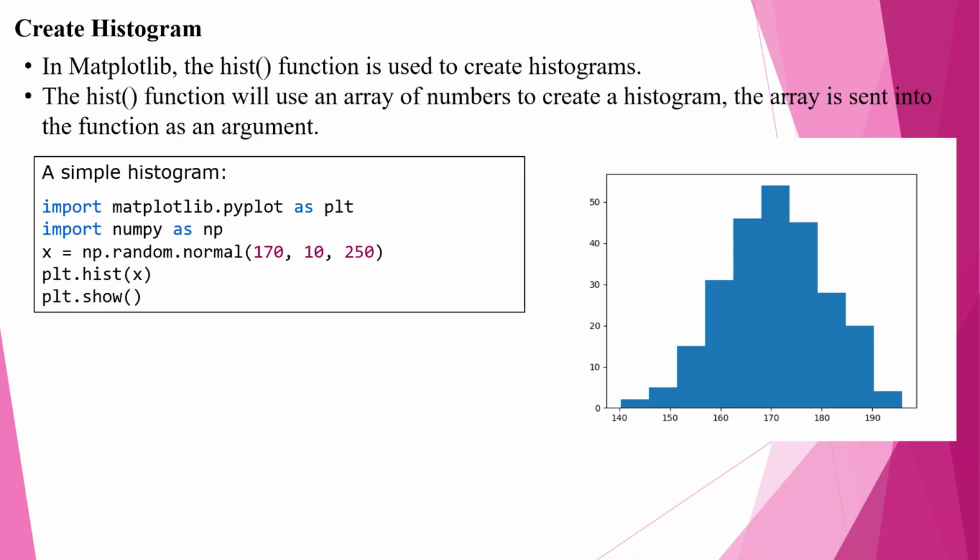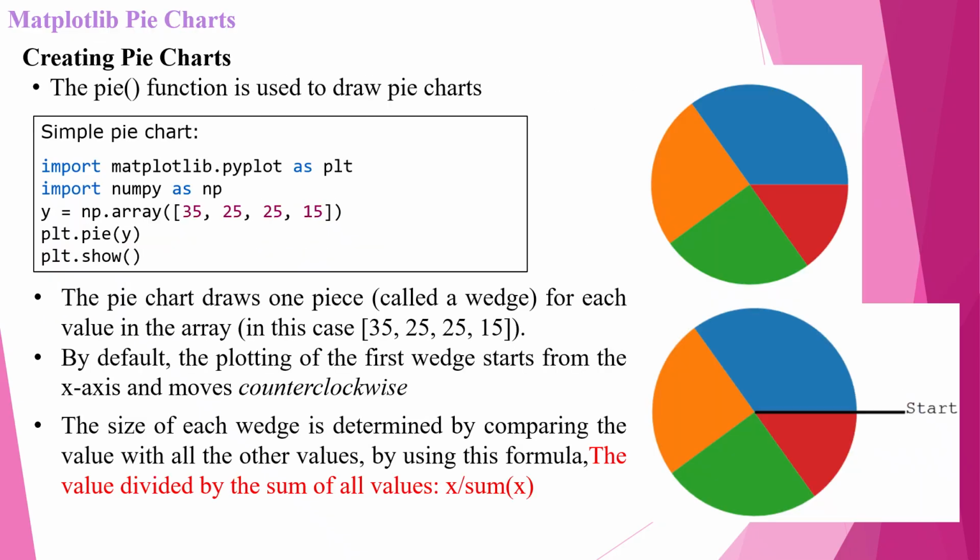Create histogram. This code demonstrates how to create a histogram using Matplotlib. First, the required libraries are imported, including NumPy and Matplotlib. The data is then generated using np.random.normal, which creates a set of values that follow a normal distribution with a specified mean, standard deviation, and number of data points. The plt.hist function is used to create the histogram by grouping the data into intervals and counting how many values fall into each range. This helps visualize the distribution of the data clearly. Finally, plt.show is used to display the histogram.